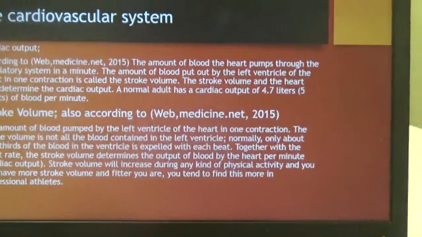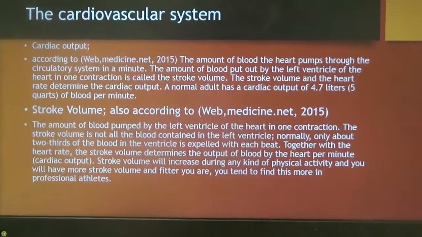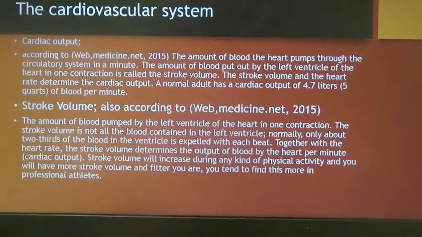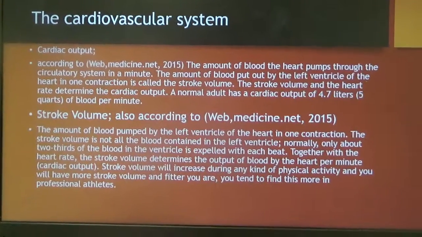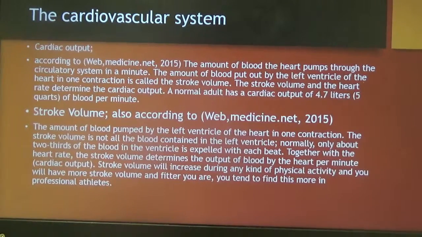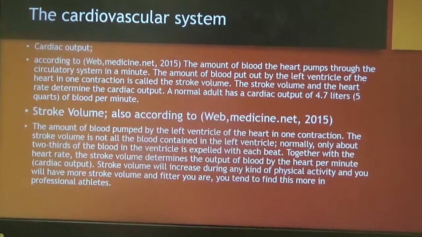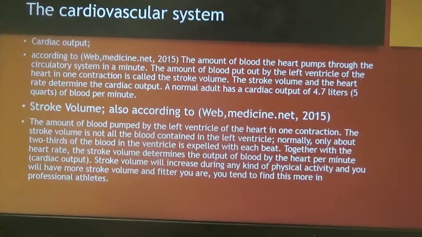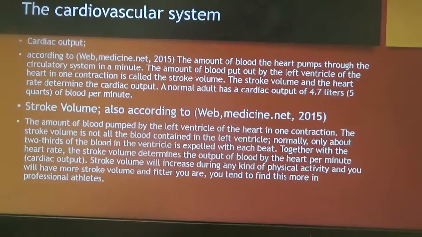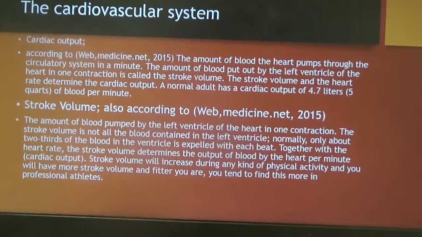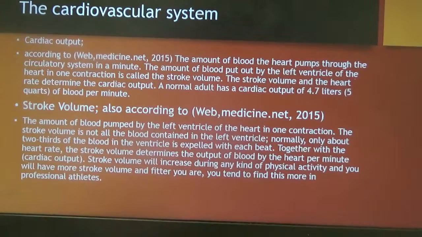Cardiac output. According to the following website, 2015, the amount of blood the heart pumps through the circulatory system in a minute is otherwise known as cardiac output. The amount of blood put out by the left ventricle of a heart in one contraction is called the stroke volume. The stroke volume and the heart rate determine the cardiac output. A normal adult has a cardiac output of 4.7 litres of blood per minute.